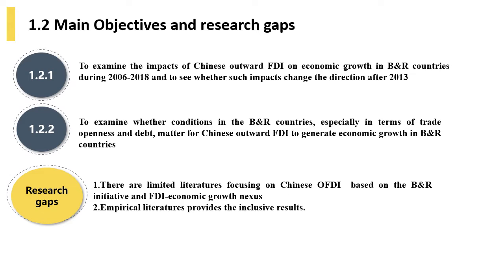There are two objectives of this study. First is to examine the impact of Chinese outward FDI on economic growth in the Belt and Road countries, and to see whether such impact changed direction after 2013. Second is to examine whether conditions in the Belt and Road countries, especially trade openness and debt, matter for Chinese outward FDI to generate economic growth in those countries.